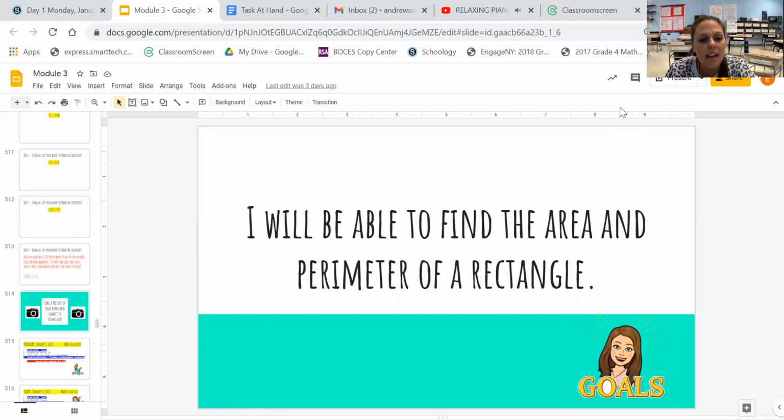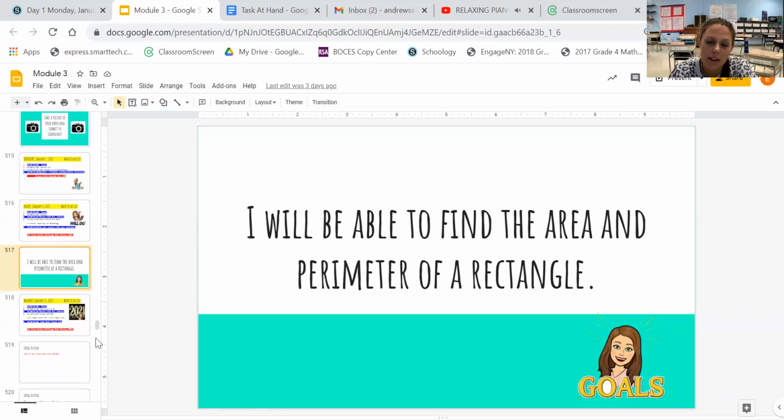Friends, happy Monday and welcome to math. Today we are going to focus on finding the area and the perimeter of a rectangle.